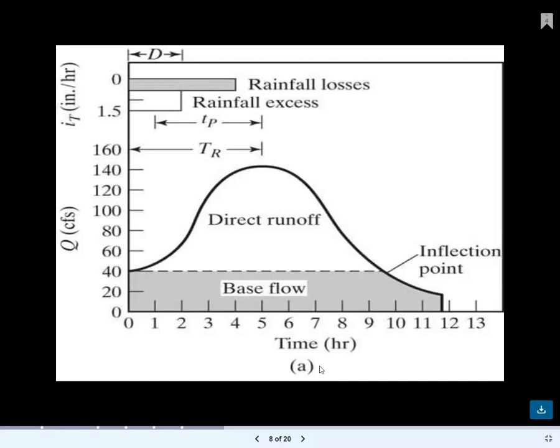Okay, so unit hydrograph is nothing but a presentation of time and discharge. In the diagram you can see this is the base flow, this is the inflection point, and this curved graph is the direct runoff. And whatever the rainfall excess or rainfall losses are there, it is showing. So you can see what the presentation of a unit hydrograph is. The excess rainfall unit and the duration of that excess rainfall is in the next point.